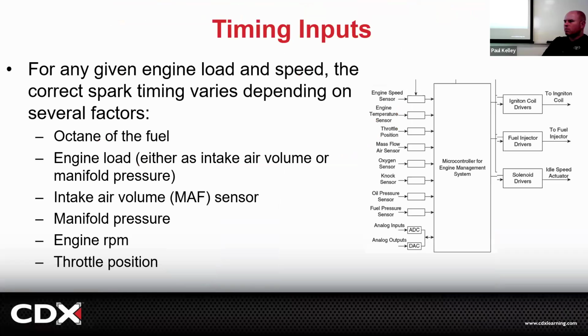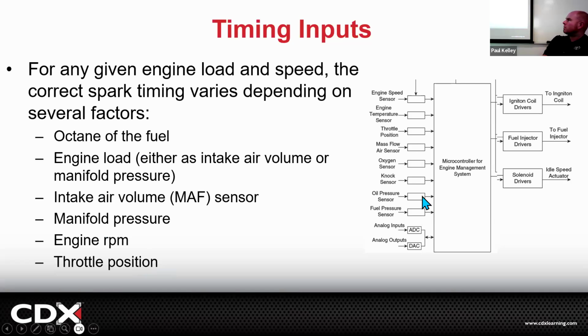So when we get on the inputs, remember we were talking about the timing tables? It's got to consider all these and possibly maybe more. The octane of the fuel, the engine load. So it can calculate engine load in several ways: intake air volume or manifold pressure, or sometimes the mass airflow sensor. Stuck on manifold, right? So it's got to know engine load, but you can determine engine load a lot of different ways depending on the system. The RPM, the throttle position, right?